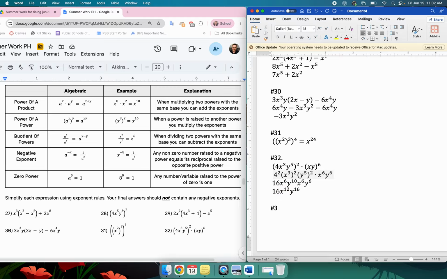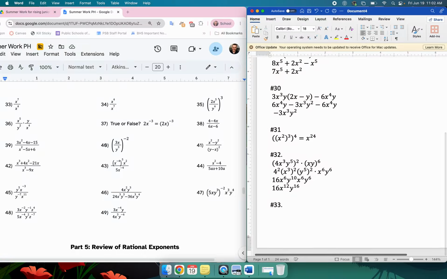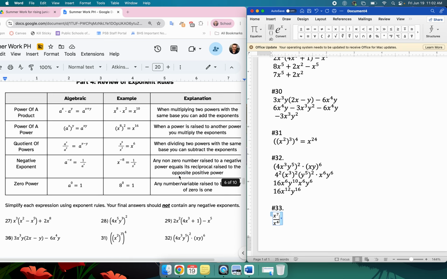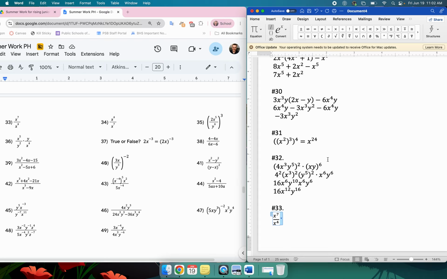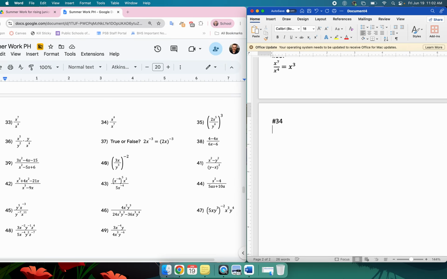Number 33, I have the expression x to the 7th over x to the 4th. You're just going to use this rule right here. We're going to subtract those exponents. So that's x to the 7 minus 4, which is x cubed. The end. Easy.